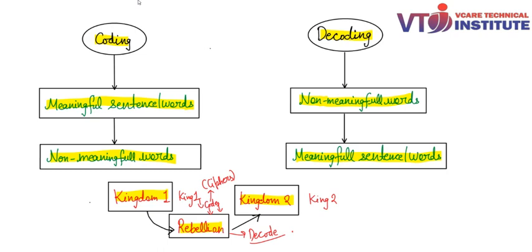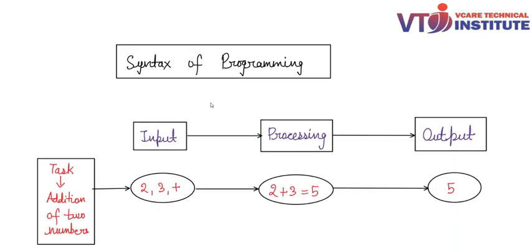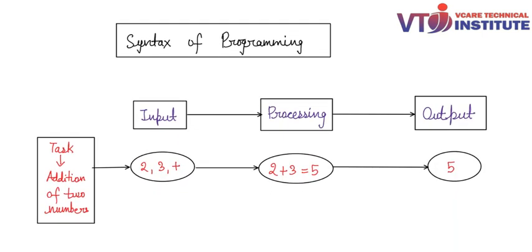This is history. But how is the coding and decoding process utilized in programming? Let's talk a little bit, but before that, we have to talk about the syntax of programming. As I told you, these are sets of instructions. We have divided programming into three parts: first is input, then processing, then output.